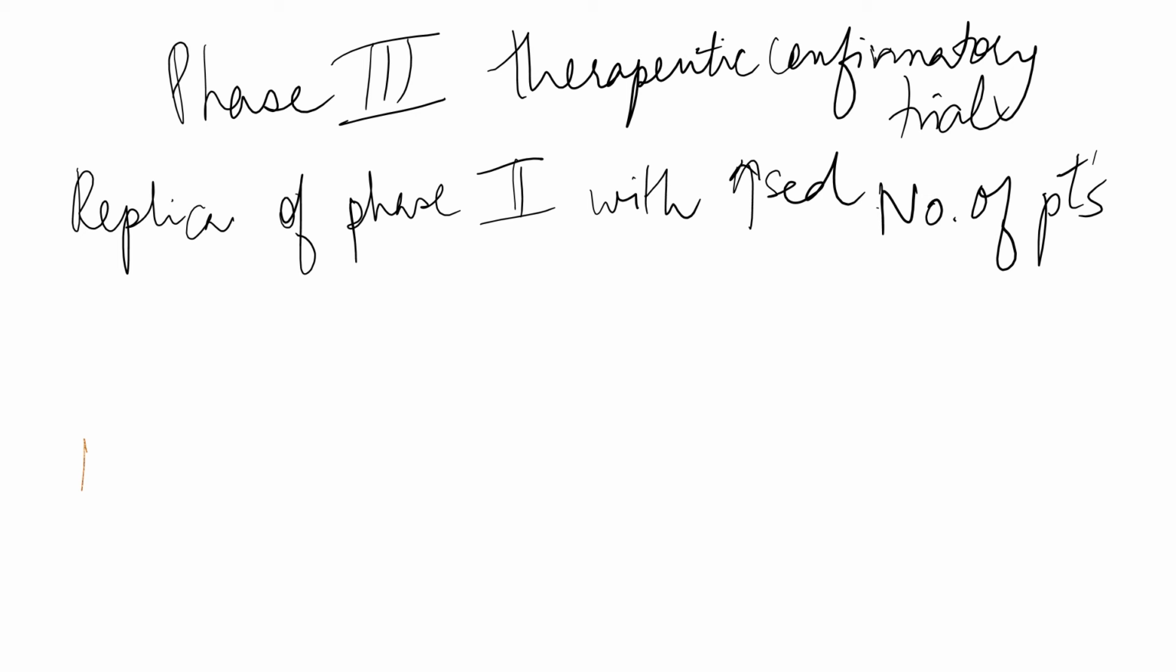In phase 3, the therapeutic confirmatory trial, it is actually a kind of replica of phase 2, but there is an increase in the number of patients. The volunteers have increased from 100 to 500 up to 500 to 3000, to decrease any kind of error in judgment of the drug, whether it is good for therapeutic use.